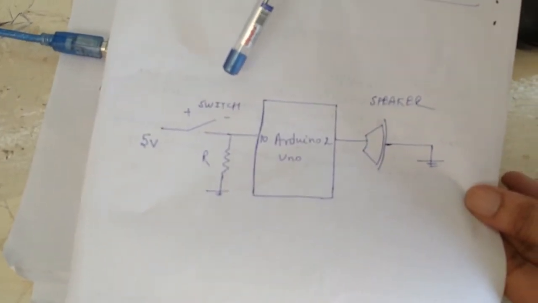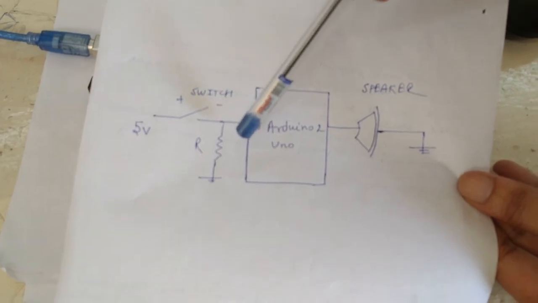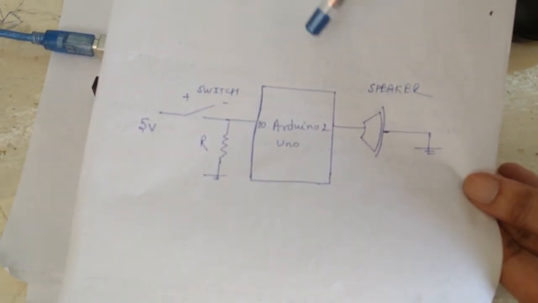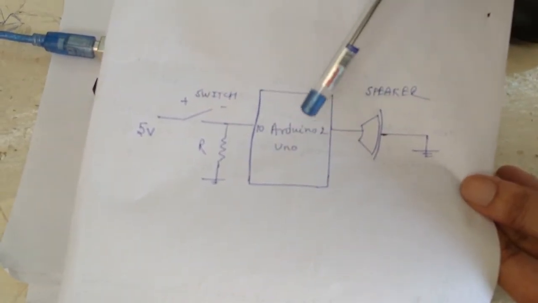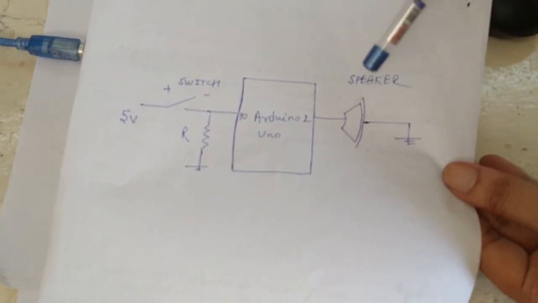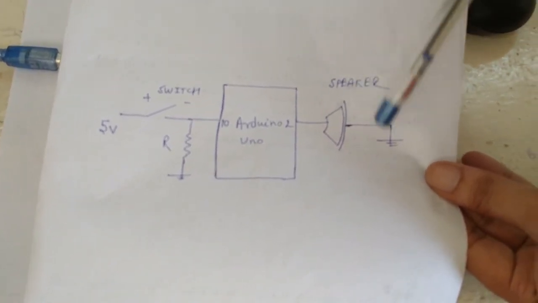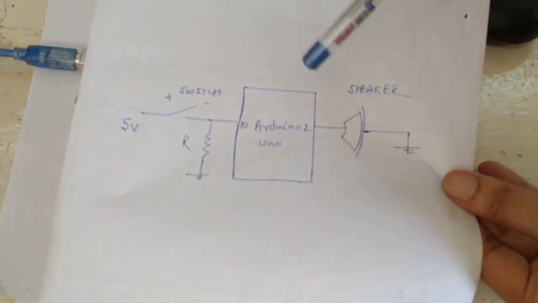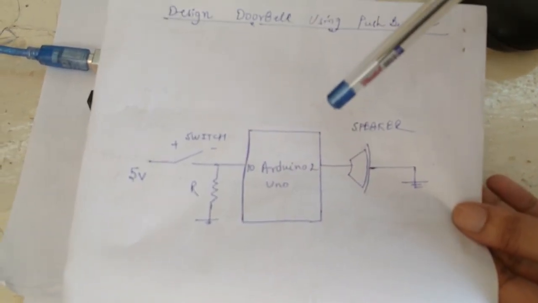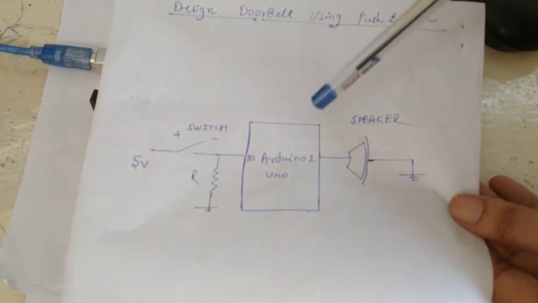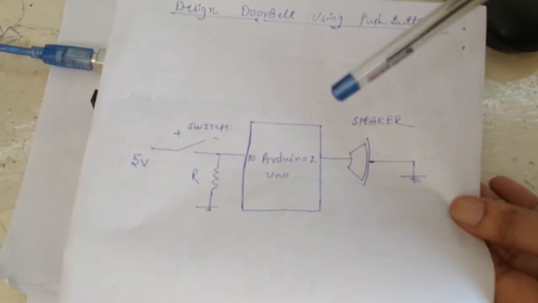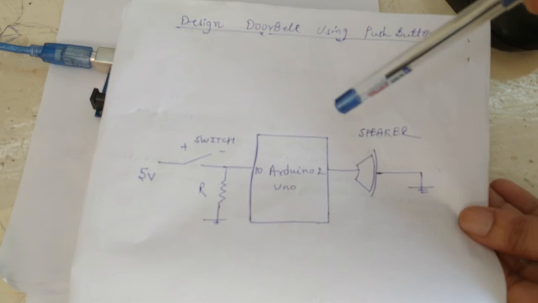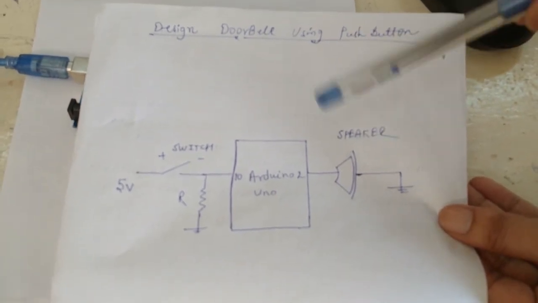Here we are using a switch. Here we have a resistance of 10 kilo ohm. This is our Arduino board, and here we are using a speaker or buzzer. So with the help of this circuit diagram we will connect and check whether our buzzer is turning on or turning off. In this section we will see the designing of the doorbell using a push button.